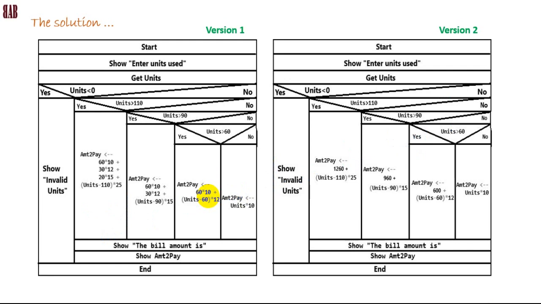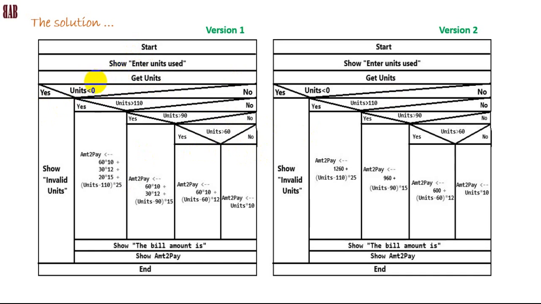Now let's go to our solution. I have provided two versions, if you can see. Both versions are identical. There is no major difference. I'll show you the difference. The difference is that I now have different paths. For example, the first path is, after getting the units, if the units is less than 0, that is not possible. If a user has not used any units, it will be 0. If they have used units, it will be above 0.